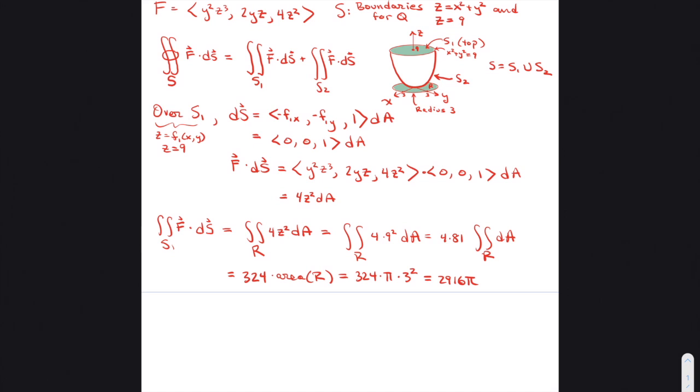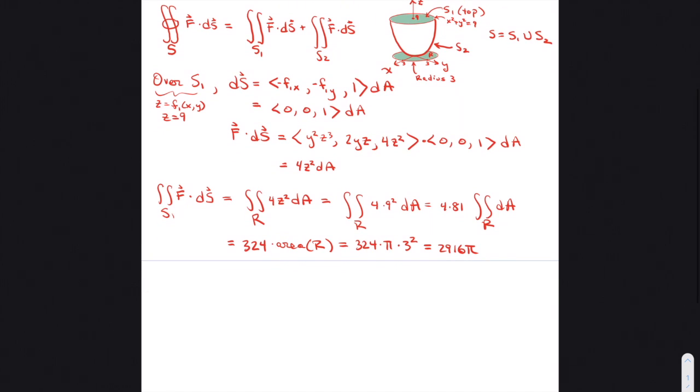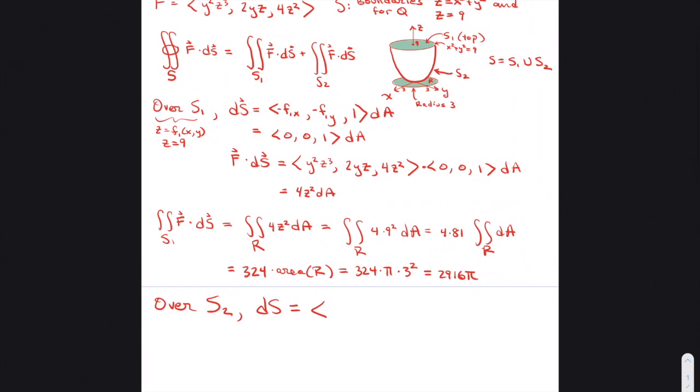Now we have more. S2 is coming. So here we go. Over S2. Well, dS will be, I guess this bottom curve, I'm going to have z equal to x squared plus y squared. That's fine. That's going to be my f2 of x, y.